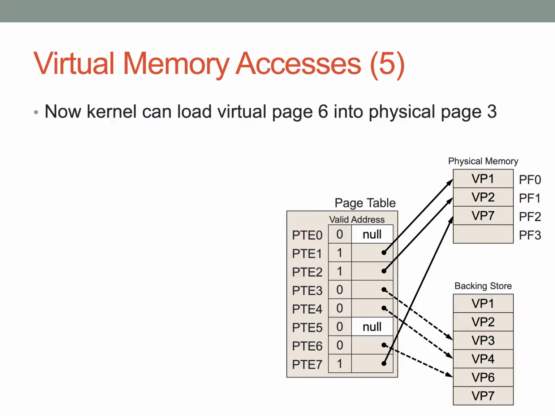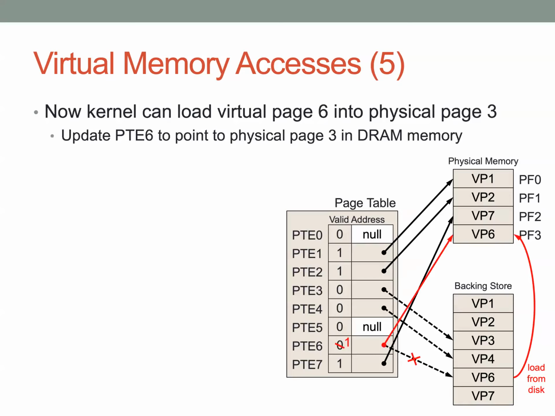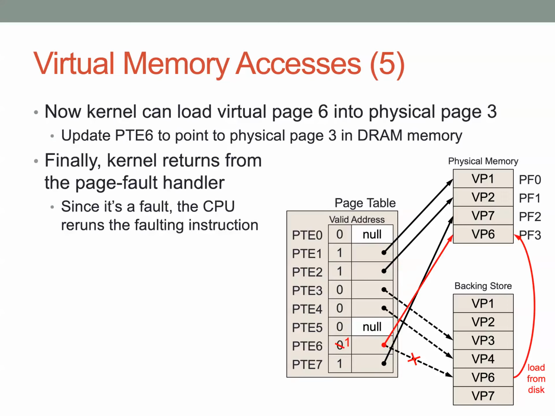Okay, but now we have an empty frame, and so we can go ahead and load virtual page 6 off the backing store into page frame 3, and we can update the page table entry to point to that physical page as well. Now here's the cool thing. We ended up in the kernel because of a fault, and faults are interesting. They're instructions that failed but may be able to succeed if the kernel can do some work on the side. And in this case, that's exactly what happens.